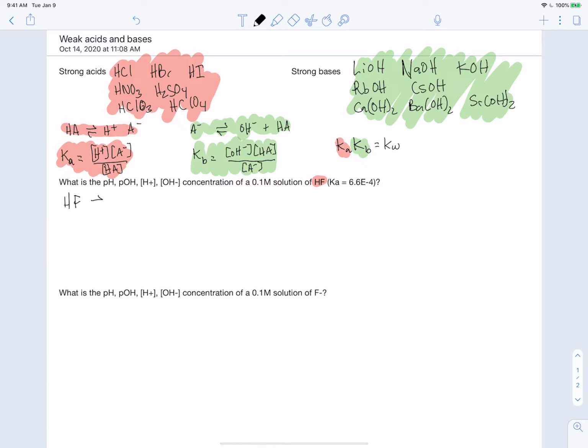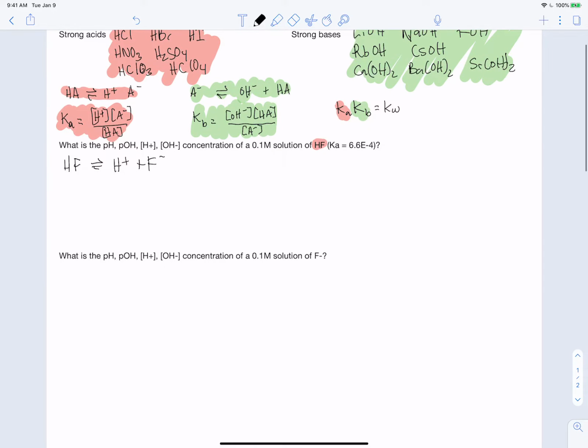So we start by writing out the equilibrium expression. And you'll notice that since this is an acid, it matches this form over here for the acid dissociation equilibrium constant. And so to figure these problems out, we start by writing out a RICE table. And we just say that we don't know what this hydronium concentration is going to be.